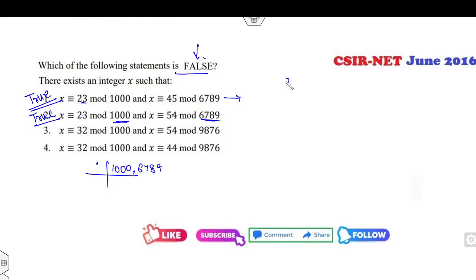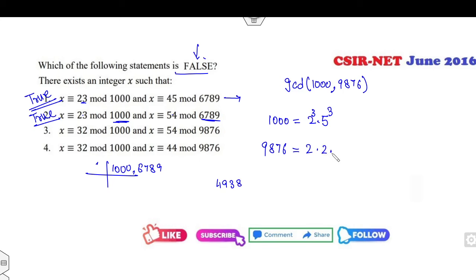Look at the third option. You have to find the GCD of 1000 and 9876. Either you can use prime factorization also. 1000 means 10 raised to power 3, so that means 2 raised to power 3 times 5 cubed. And 9876 will be 2 into 4938. Again you can divide by 2, it will be 2469. 2469 is easily divisible by 3. So if you divide by 3, it's 823. Then it will be 2 squared times 3 times 823. You can see anything common. You can see from this case 4 is common. So GCD will be 4.